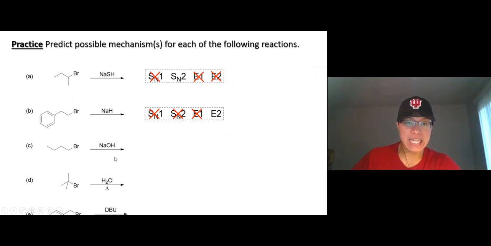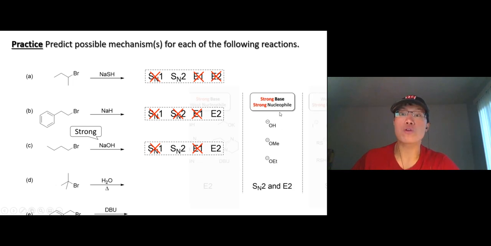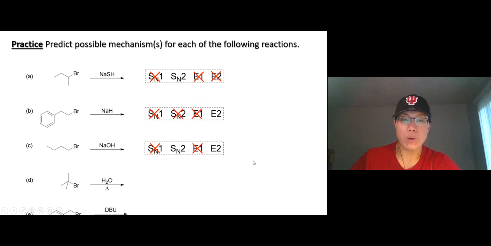Okay. C, look at just the sodium hydroxide, right? Strong reagent. So a strong reagent goes either SN2 or E2. But which one though? Well, hydroxide is a strong base and a strong nucleophile. It can do both. So SN2 and E2 are actually competing, and we need other factors to decide which one it will go. So either way works.